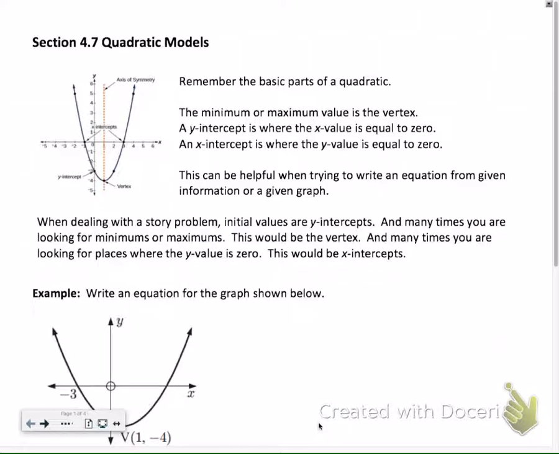For example, if you have a story problem and they're asking you for some type of initial value, like the height at the beginning, that's going to be your y-intercept. So that means your x value is 0. Many times you're looking for minimums and maximums. If that's the case, you're looking for a vertex. And also a lot of times you're looking for where that y value might be 0. Where does something hit the ground? That's going to be where it has a height of 0. That's going to be an x-intercept.